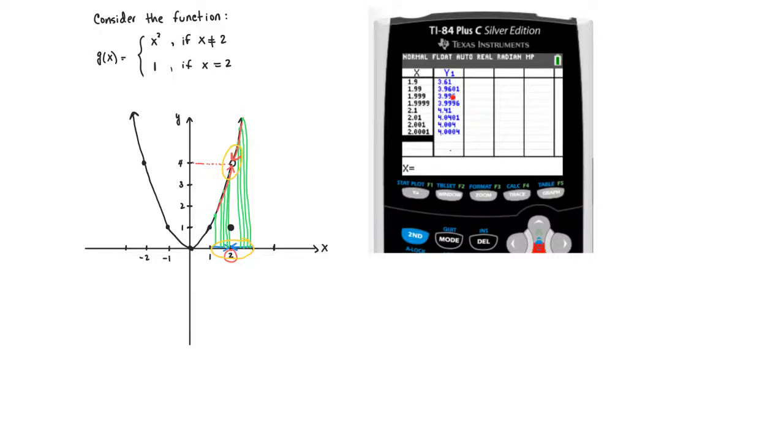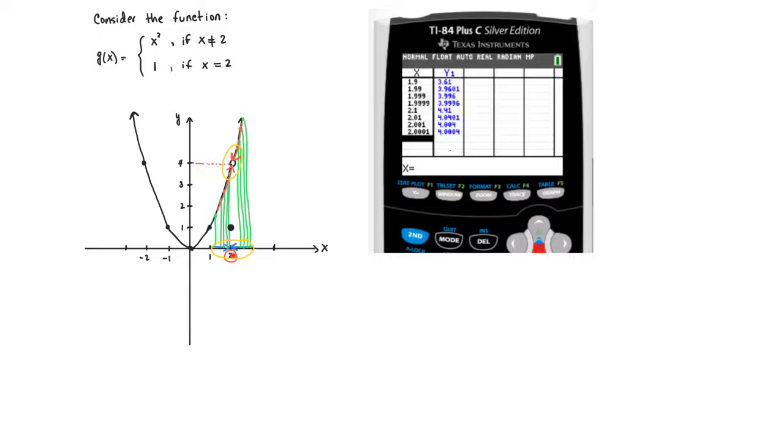They're approaching 4. Then I took x values to the right of 2. So again, we're getting closer and closer to 2, but from the right. 2.1, 2.01, a little bit closer to 2, 2.001, even closer. And I want you to look at the y values. From 4.41, then to 4.04, 4.004. So clearly, again, the y values are approaching 4.